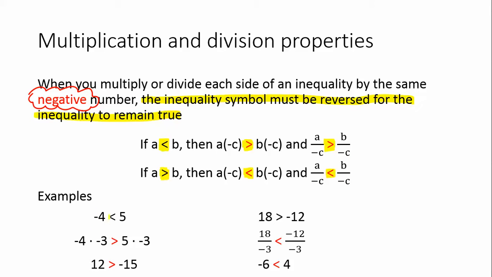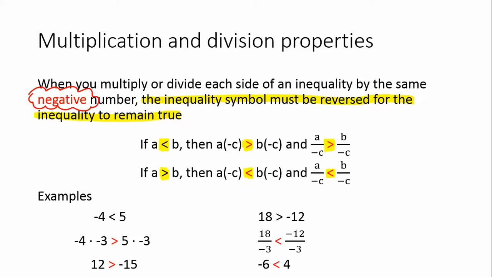So if negative 4 is less than 5, that's a true statement. But if I multiply both sides by negative 3, the signs are going to change. And because the signs change, I need to flip the inequality to compensate for that. 12 is greater than negative 15. On the right-hand side, we have 18 is greater than negative 12.